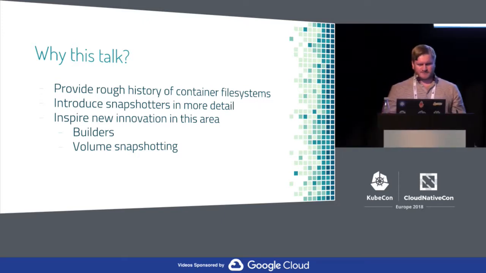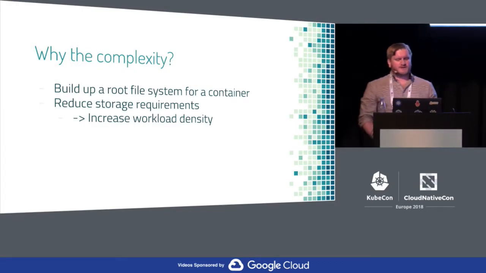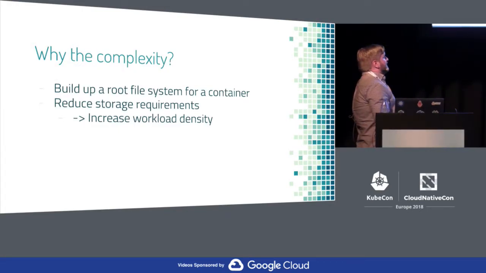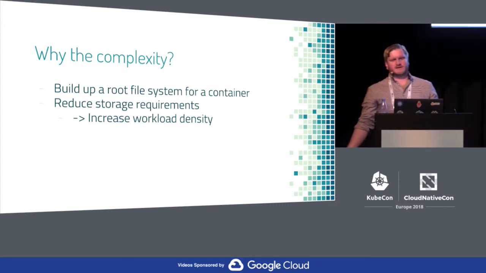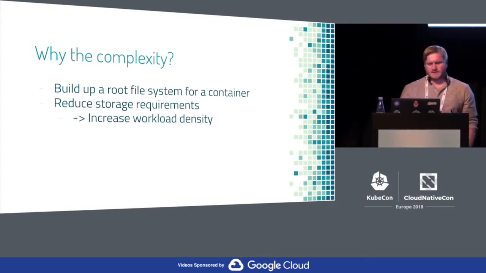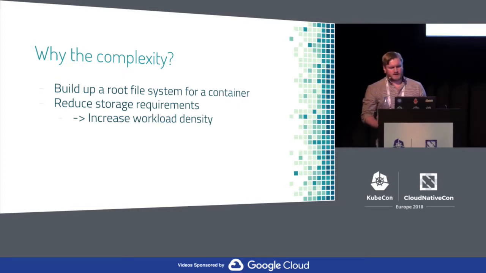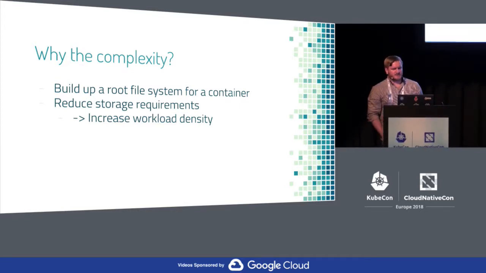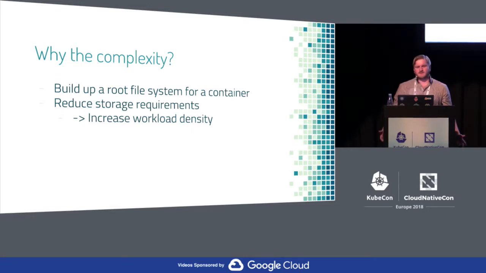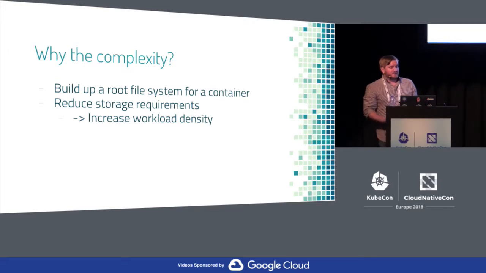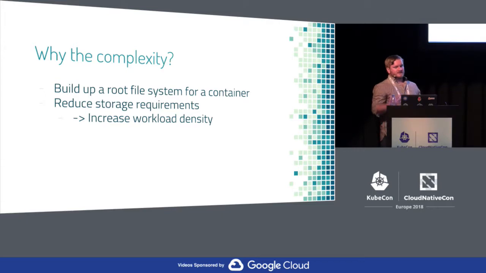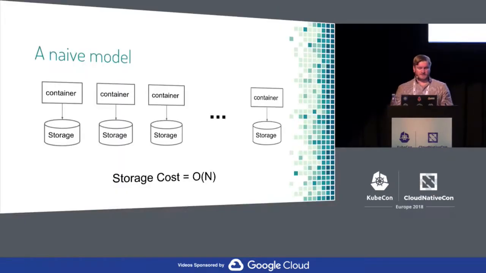The other thing I'd like to address before talking about this is: why do we have all this complexity in file systems? You'll start seeing it as I talk about how Docker is built up, and then the changes we made in containerd. The whole goal here is just to build a root file system for a container. It's wildly complex, but when you go through all the parts, they're all there for a good reason. The biggest reason is to reduce the storage requirements and increase workload density. This is the main concept we're looking to achieve.